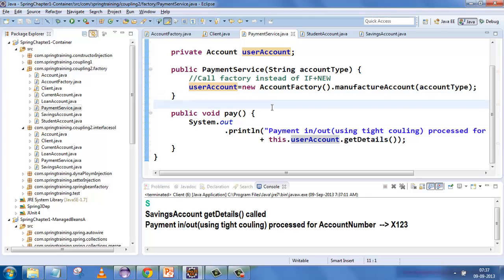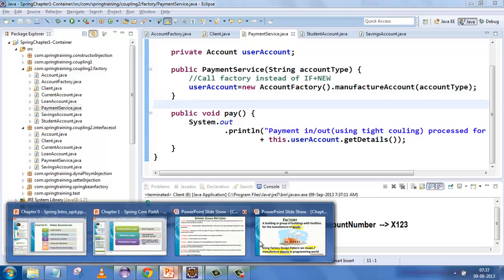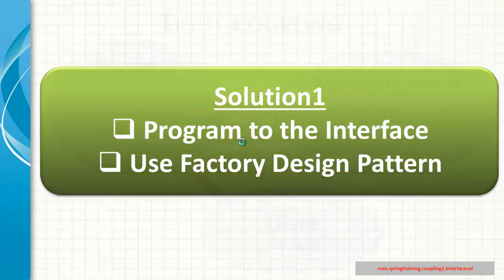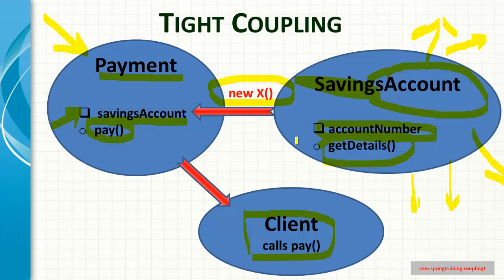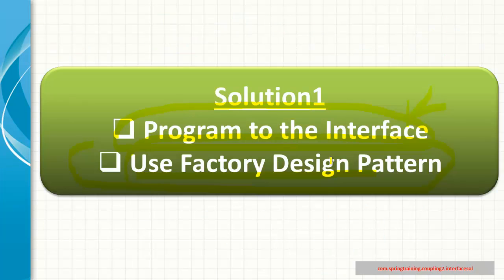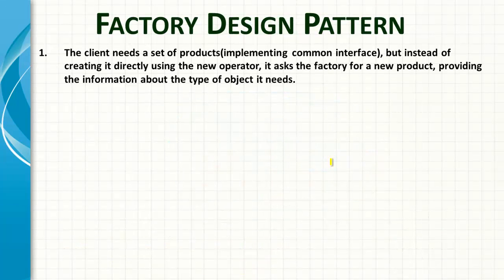So we are trying to solve the tight coupling between systems, and the first solution was program to interface and use factory design pattern, right? So we just saw how we solve this. So what is factory design pattern? If the client needs a set of products using common interface accounts, and a different set of products is mortgage account, loan account, student account, saving accounts, current account, but instead of creating it directly using new operator, it asks factory for a new product, providing information about the type of object it needs, like S, C, T. I need this. I don't care how you get it, just get it.